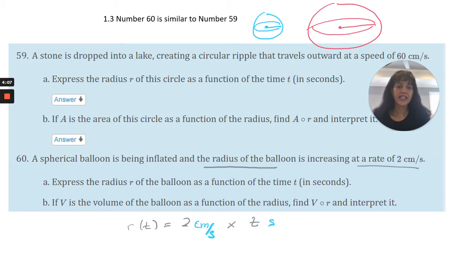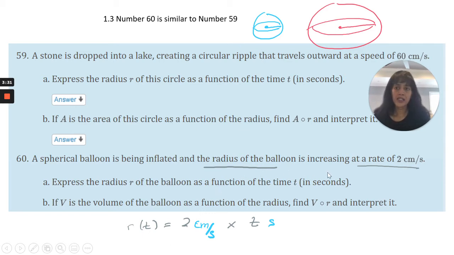And they give me that. They say the radius of the balloon is increasing at a rate of 2 centimeters per second. What that means is, again by units, 2 centimeters per second times the number of seconds I'm blowing up the balloon is going to give me that radius, because the seconds cancel each other out and I'm left with centimeters. So if I plug in 10 seconds, my radius will be 20. That's a formula they're actually giving me here.